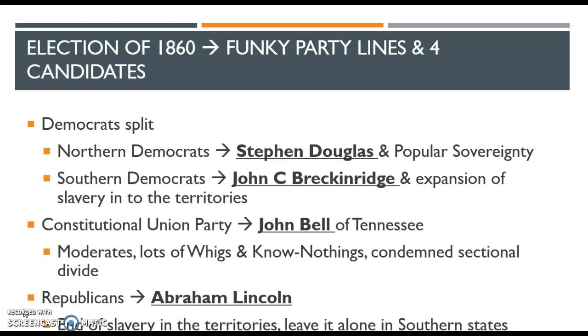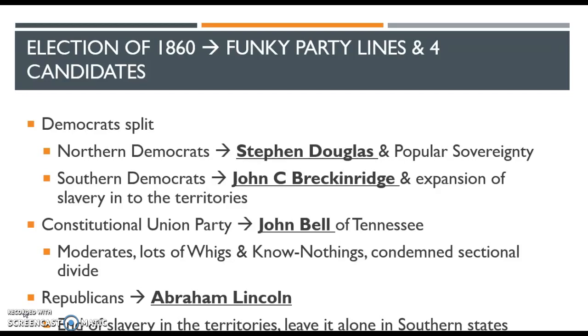The election of 1860 is a really funky election. It has four major candidates. Part of that is because the Democrats are going to split. At the Democratic Convention, the party will choose Stephen Douglas, who is from the North, and many of the Southern Democrats don't agree with this. They split off. They form their own Democratic Party of Southern Democrats, choosing John C. Breckinridge, who is an advocate for the expansion of slavery.